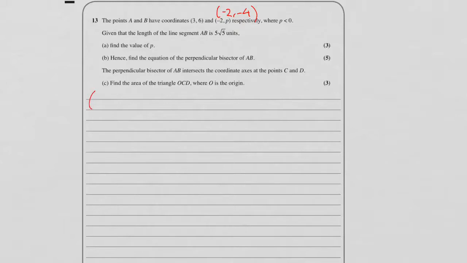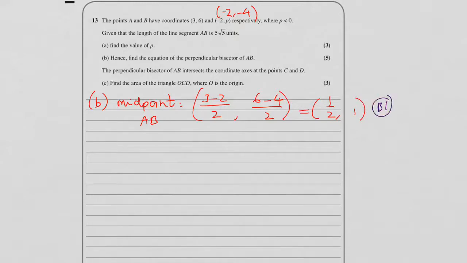So for part B, before we work out the equation of the perpendicular bisector, a recap, we're going to need a gradient and a point. So our point is going to be the midpoint of AB. So the midpoint of AB, you add your 2 x's, add your 2 y's, halve them, and you get a half and 1. So that is your midpoint, and you get 1 just straightforward mark for working out the midpoint.